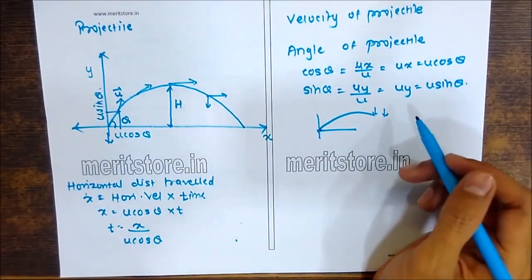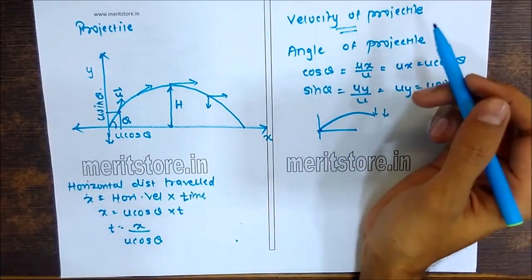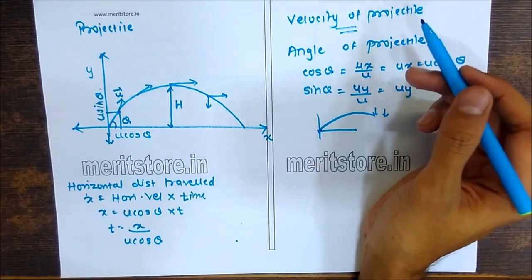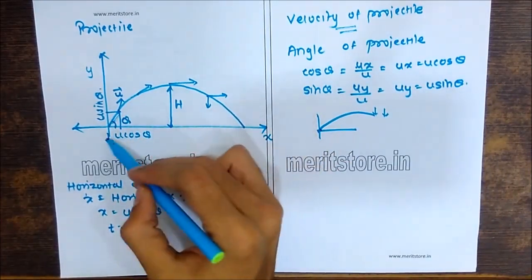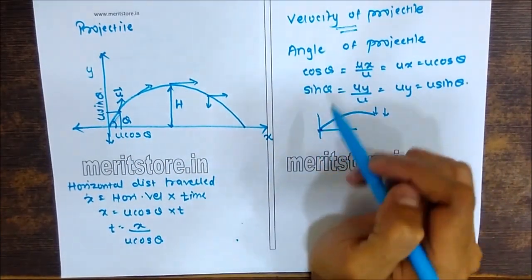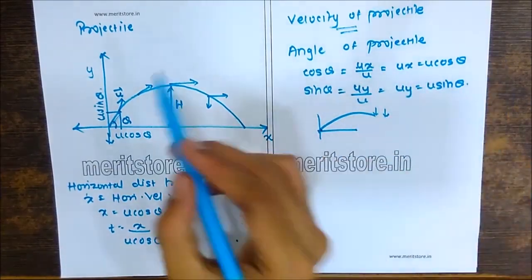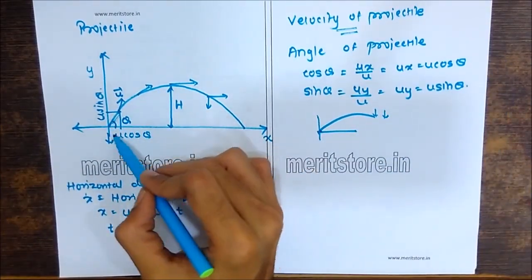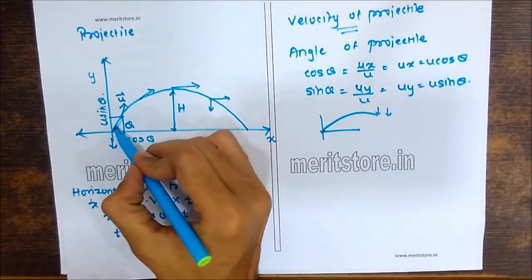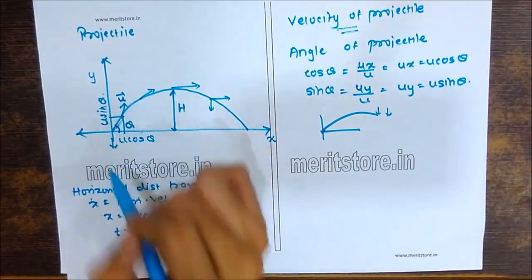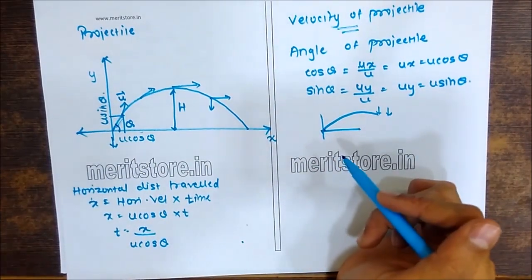Now we have something called the velocity of the projectile. That is the velocity with which the body is projected, the velocity by which the body is thrown, is called the velocity of projectile. Angle of projectile is the angle which the body makes with respect to the horizontal. It is always making some angle with respect to the horizontal, and that is called the angle of projectile.